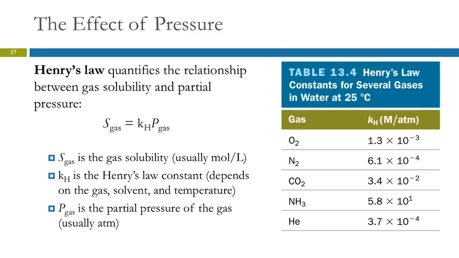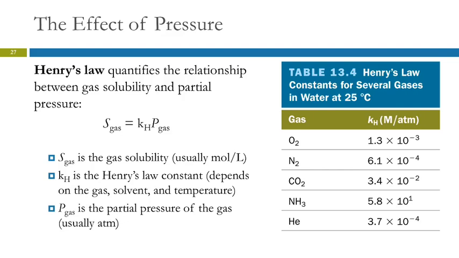We can quantify the effective pressure. So that's Henry's law. The solubility of a gas in that liquid is equal to a constant times the partial pressure of that gas. Not just any old gas. It has to be the gas that we're talking about. So S is solubility. It's usually measured in moles per liter. KH is the Henry's law constant. And that's going to vary with the gas, the solvent, and the temperature. And you definitely don't want to memorize these things. If you need them, I'll give them to you.